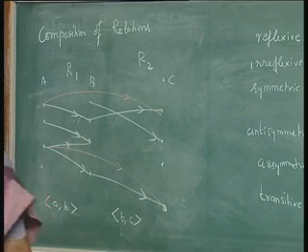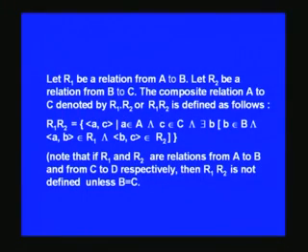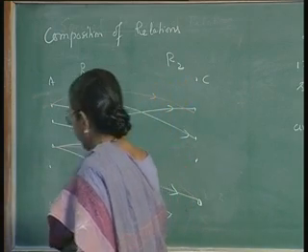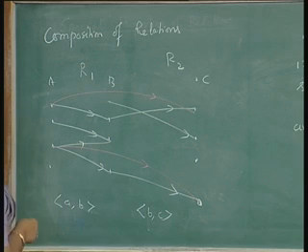Let us see the definition once again. Let R1 be a relation from A to B and R2 be a relation from B to C. The composite relation from A to C, denoted by R1 dot R2 or R1 R2, is defined like this. It represents ordered pairs (a, c) such that a belongs to A and c belongs to C, and there exists b in B such that (a, b) belongs to R1 and (b, c) belongs to R2. This is not defined if R1 is from A to B and R2 is from something else to something else; the codomain of R1 should be the same as the domain of R2. If they are different, it is not well defined.